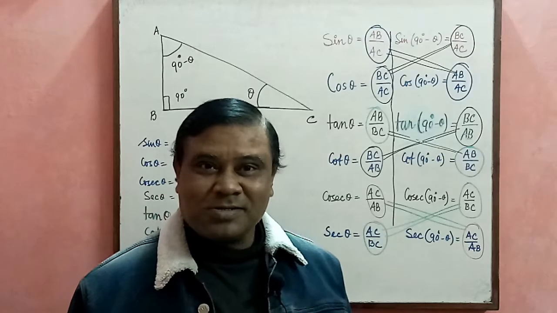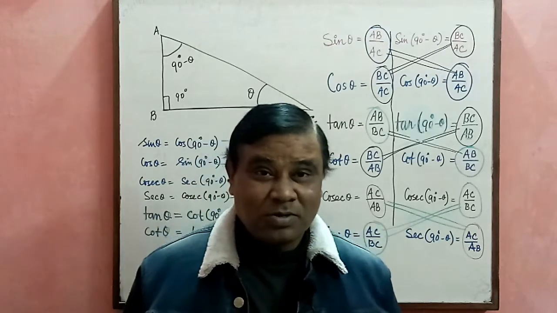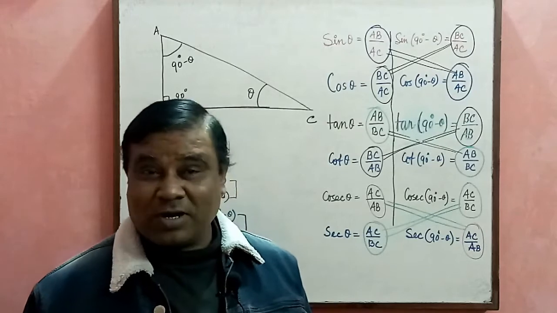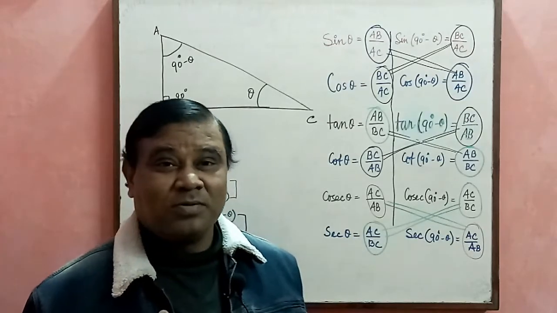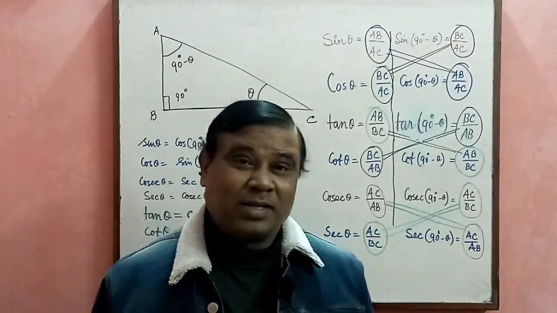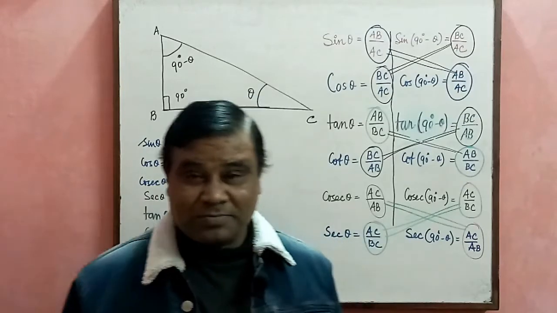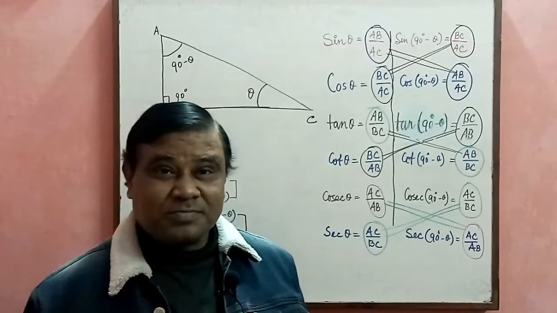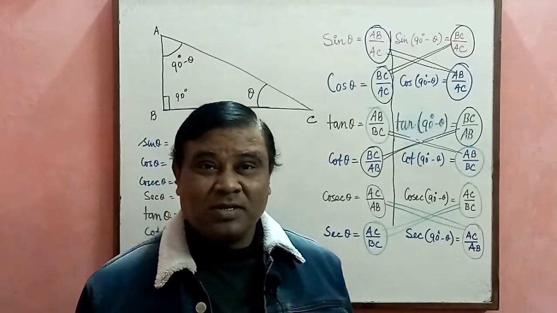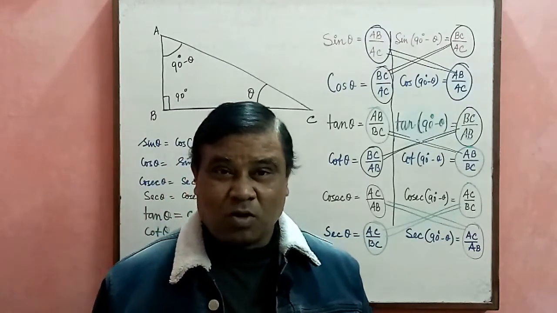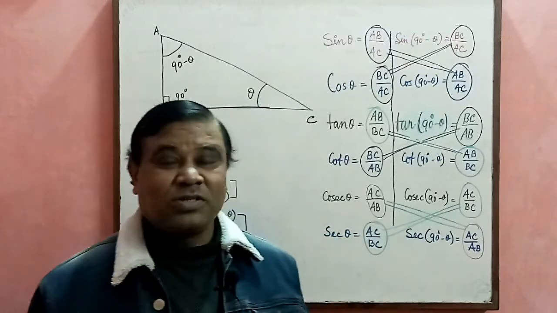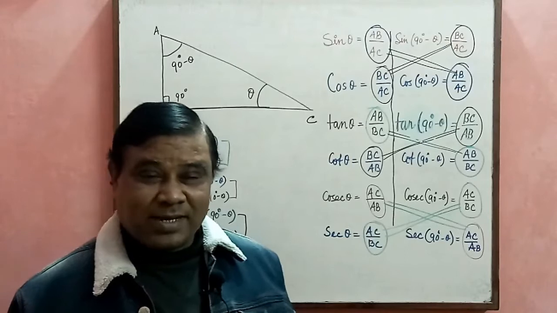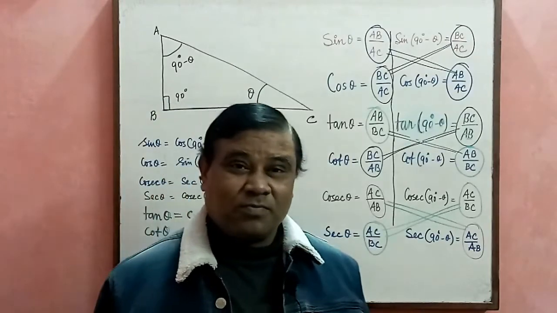In my last class, I discussed 1 degree and 2 degree relations of trigonometry based on Pythagoras theorem, and the inverse relation of trigonometry. We have three variables, basically sine, cos, tan, and the inverse of sine is cosec theta. Inverse of cos is sec, inverse of tan is cot.